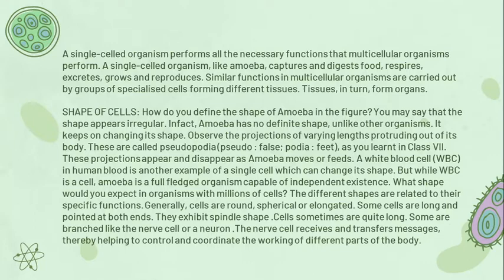A white blood cell, which is WBC, in human blood. So in human blood there are three types actually. There is a white blood cell, red blood cell, and plasma.